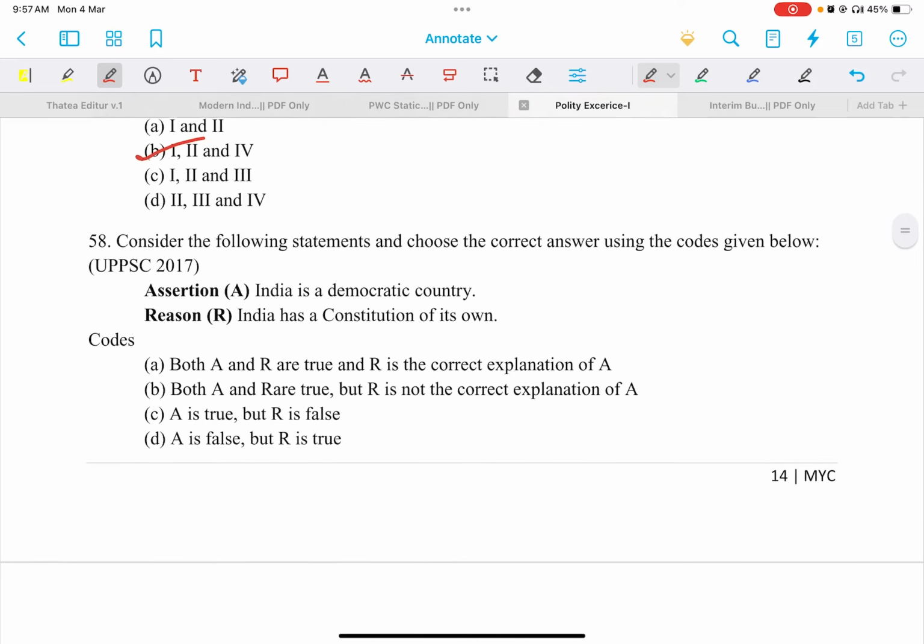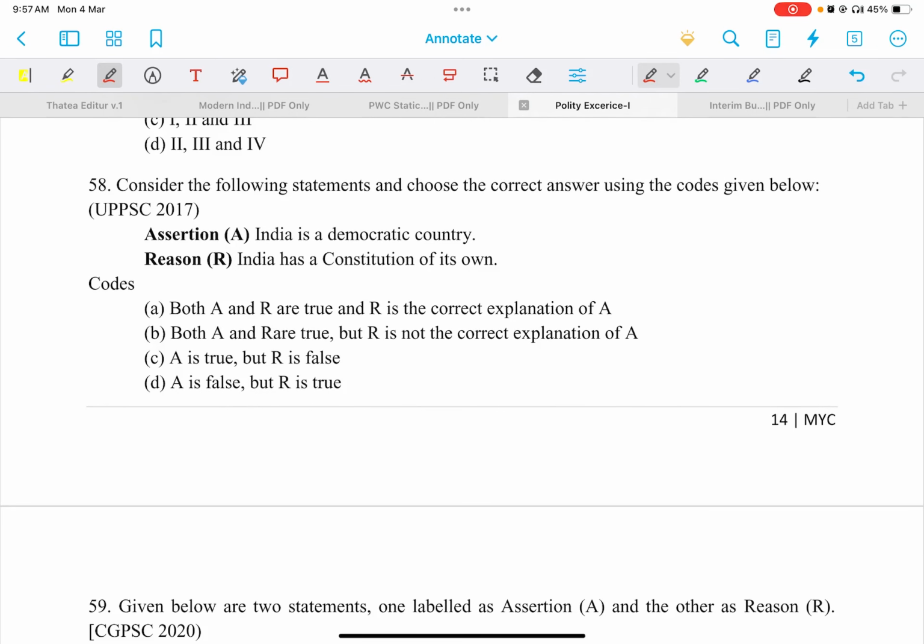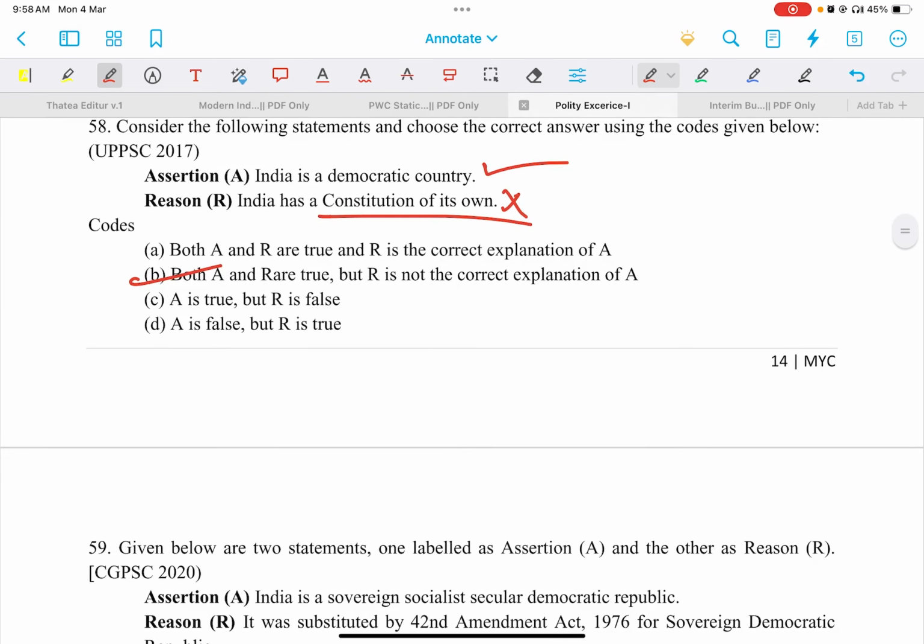Consider the following statements and choose the correct answer. India is a democratic country. Yes. India has a constitution of its own. Yes. Both A and R are true, but R is not the correct explanation of A. Having a constitution does not make a country democratic. Question 58, B is the right answer.